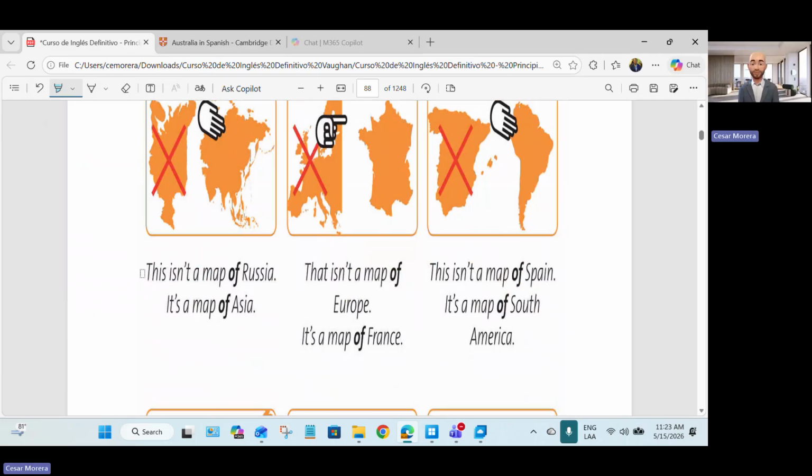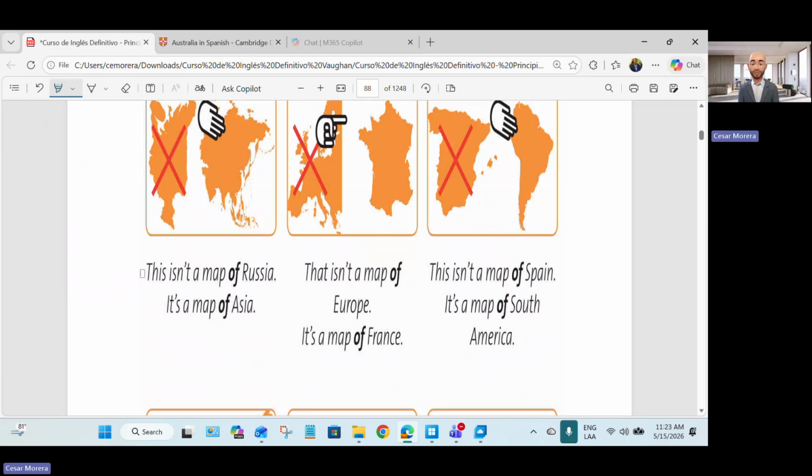Now, I made a mistake. Did you notice what I made? The mistake? I was saying "this", but it's actually "that" again. It's an object that is far away, that is not close. So the correct pronunciation for this second example will be, that isn't a map of Europe. It's a map of France. Let's go one more time. That isn't a map of Europe. It's a map of France.